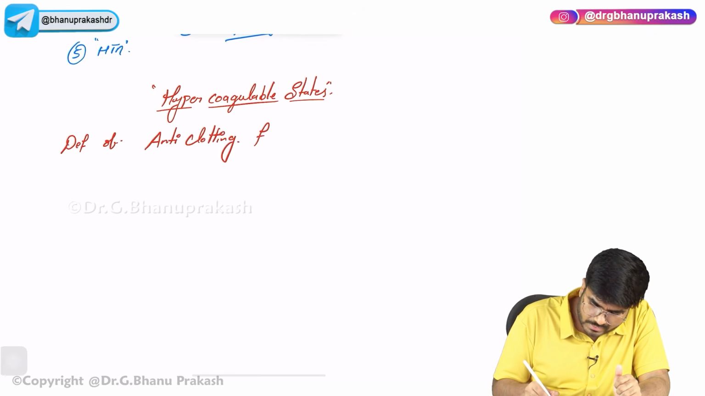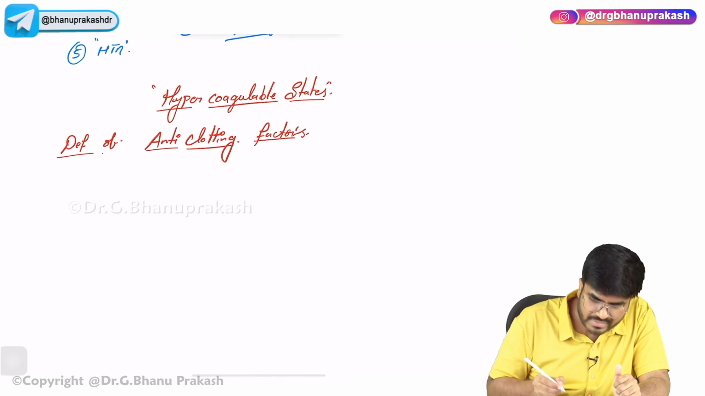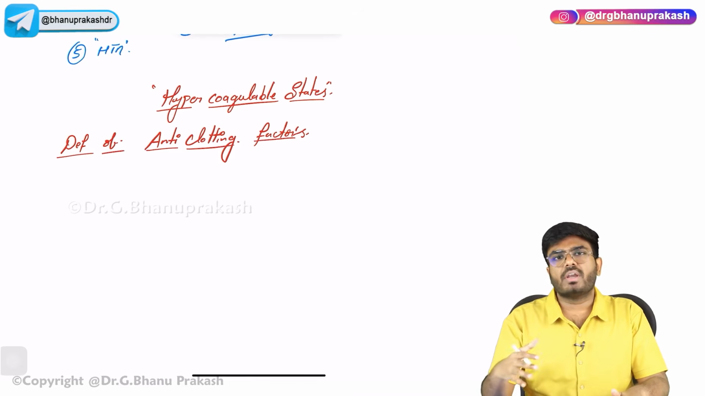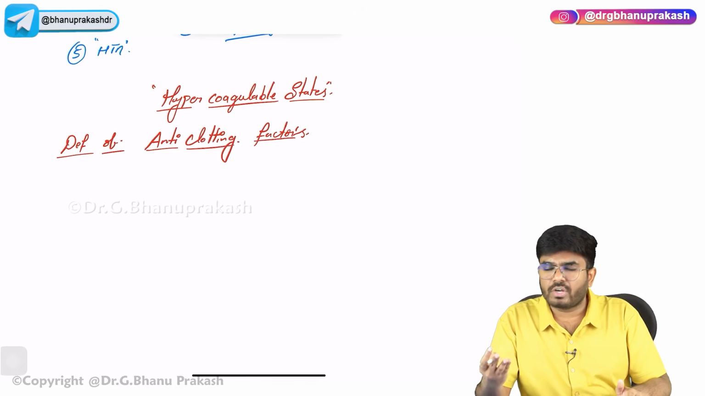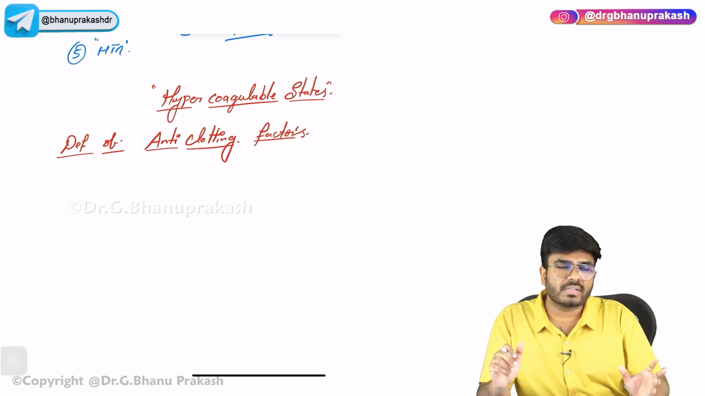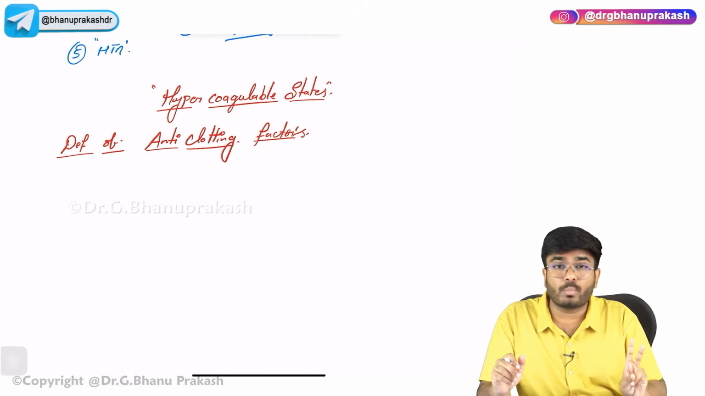Deficiency of anti-clotting factors. I have said, there is always a balance in our body, a balance between procoagulants and anticoagulants. You know the clotting factors. What are the clotting factors? Like 1, 2, 3, 4, 5, like 7, 8, 9, 10, 11, 12 and 13. These are the clotting factors. And there are also anti-clotting factors. What are the anti-clotting factors? The two important anti-clotting factors are protein C and protein S.